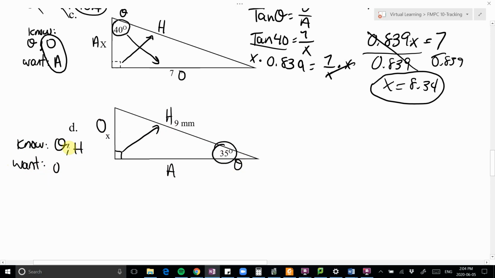O. So what am I looking for here? O and h. So we go SOHCAHTOA. We're looking for the one that has O and h. So sine is what we're going to be using here.